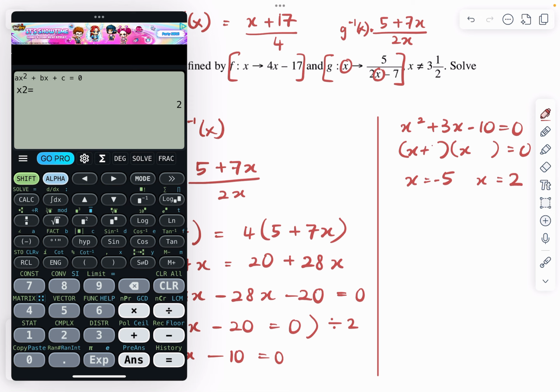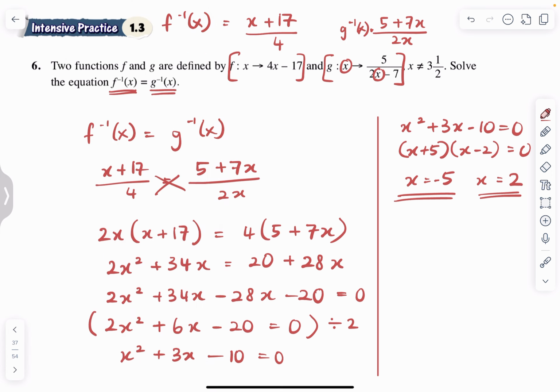So here you put it into the bracket, you have to change the symbol. This will become x minus 2. So these are our values of x. You will get two different values, because this is a quadratic expression. That's it.